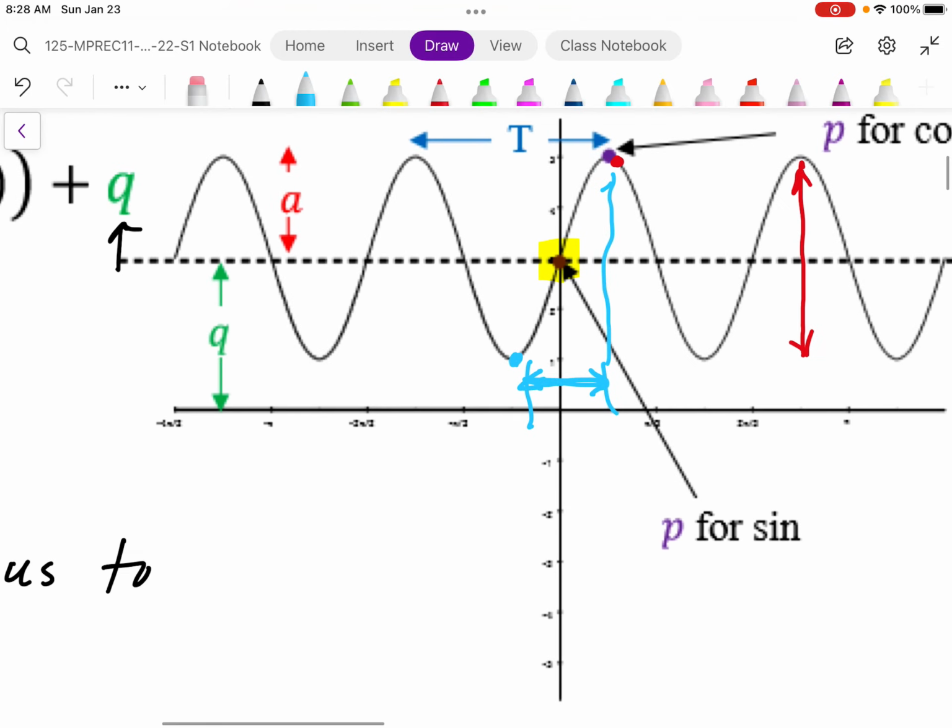So if we zoom in here, that difference is going to be that light blue line, and to get the full period, we just double that to get the full period, going from peak to peak or trough to trough or middle to middle.